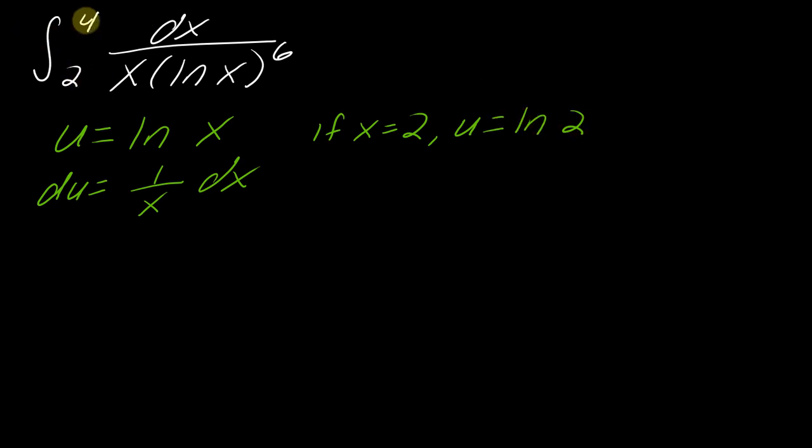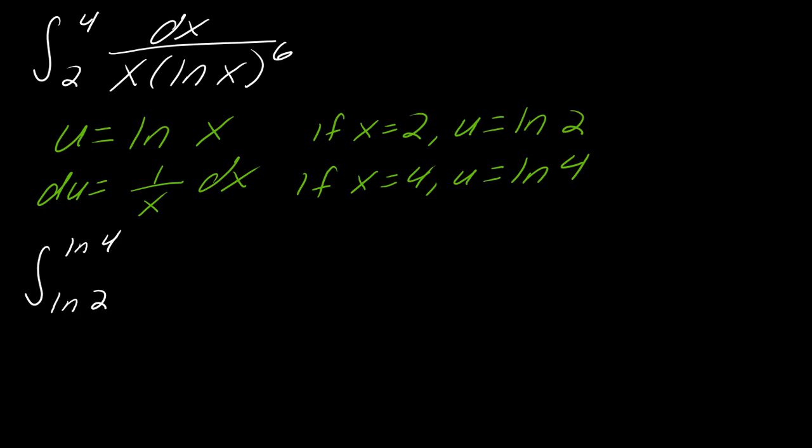And now if I go to the upper limit of integration, 4, I can use this same logic. If x equals 4, then what will u equal? u will equal the natural log of 4. Again, notice I'm just plugging 4 right into what I set my u equal to. Now I'm going to take all of this and rewrite the problem. For my limits of integration, my 4 will turn into the natural log of 4, and 2 will turn into the natural log of 2.